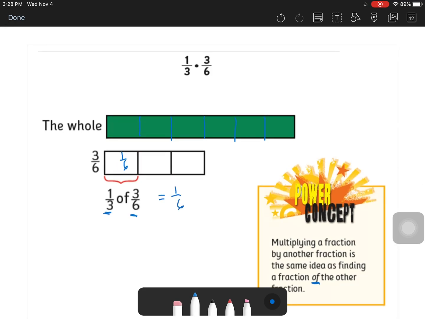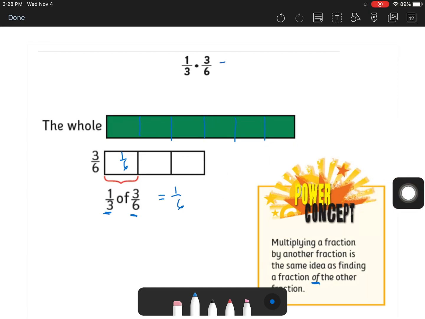Now, for efficiency, the way you're probably going to do it, you're not going to draw these out, but this is just to help you understand what they mean here and why it's a smaller answer. When you multiply fractions, it's like you're taking a fraction of a fraction, so you actually get a smaller answer than either of the two things you're multiplying.